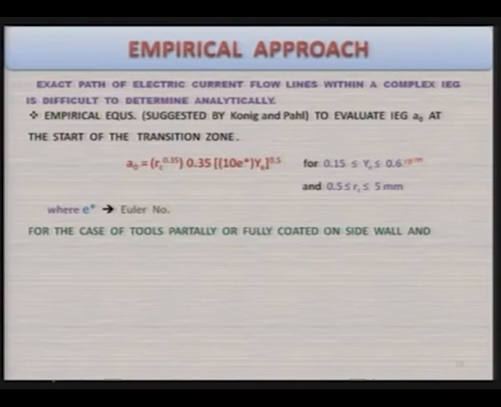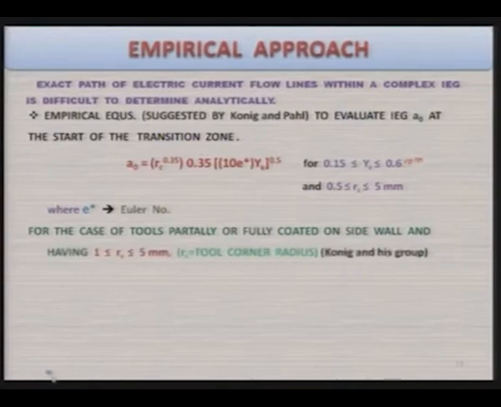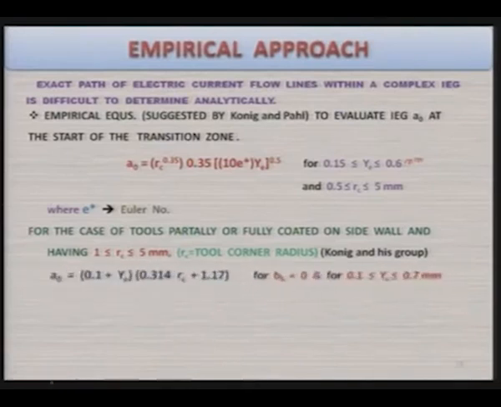For the case of tools partially or fully coated on the side wall and having RC greater than or equal to 1 millimeter and less than or equal to 5 millimeter, that is the tool corner radius, Koenig and his group proposed another equation, that is A0 is equal to 0.1 plus YE multiplied by 0.314 RC plus 1.17 for BB equal to 0, that is bare bit length of the tool, and for YE greater than 0.1 and less than or equal to 0.7 millimeter.